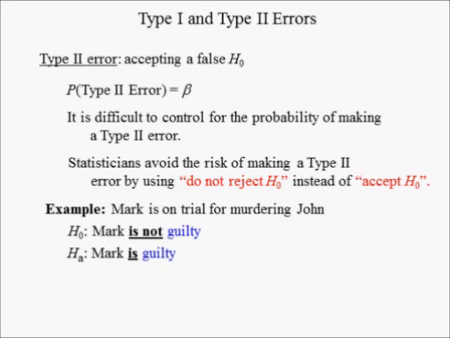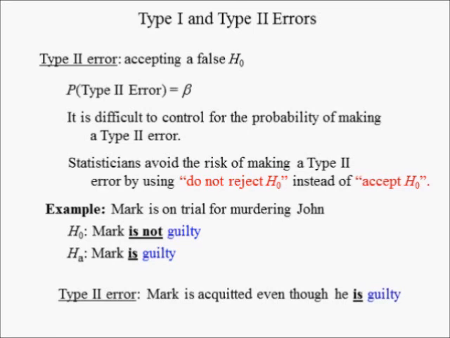Suppose Mark is on trial for murdering John. In America, people are presumed innocent. Thus, the null hypothesis is Mark is not guilty, while the alternative hypothesis is Mark is guilty. A type 2 error occurs if Mark murdered John but is acquitted of murder.